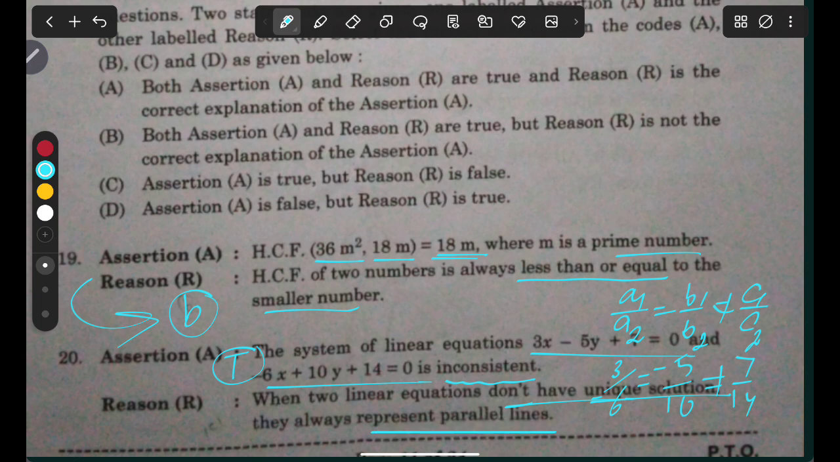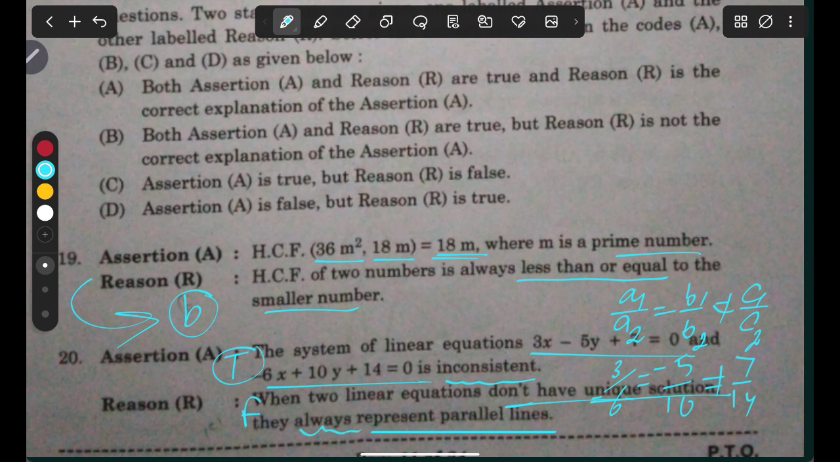The reason says when two linear equations do not have a unique solution, they always represent parallel lines. It is true that when two linear equations do not have unique solutions, they may represent parallel lines, but they will not always represent parallel lines. They may also represent coincident lines, as not unique solution means two cases: zero solution or infinitely many solutions. Zero solution, parallel lines; infinitely many solutions, coincident lines. So this makes the statement false.